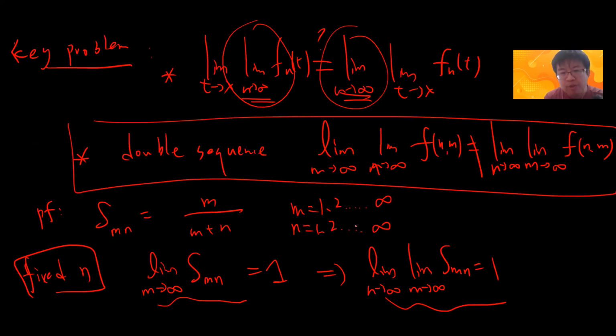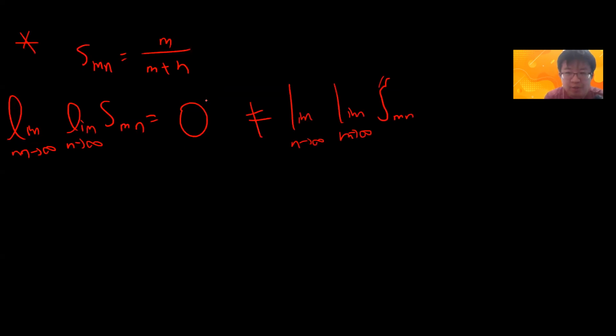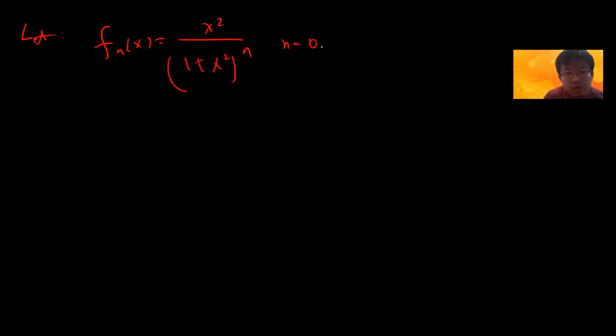These will generally fail. How about this? This will actually still fail. Let me take this example: f_n of x equals x squared divided by (1 plus x squared) to the n, where n is 0, 1, 2, and so on. Let's consider a summation.